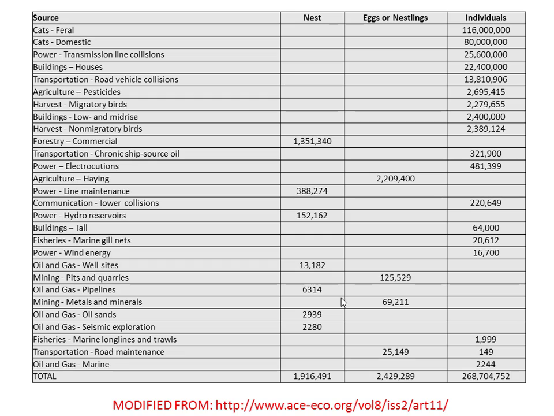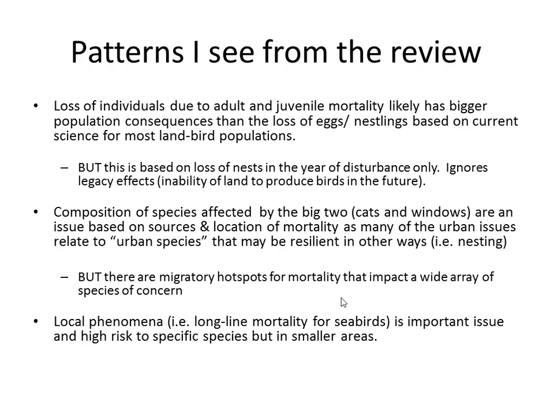And when we work our way down, we start to see that the magnitude of the effect of what is being lost changes. And I think this is what we've got to start looking at: what are we going to do for each one of these things, and where do we want to invest what I call our conservation capital? What is the big problem we should fix first? So, loss of individuals due to adult and juvenile mortality seems to be, in this review, a big deal.